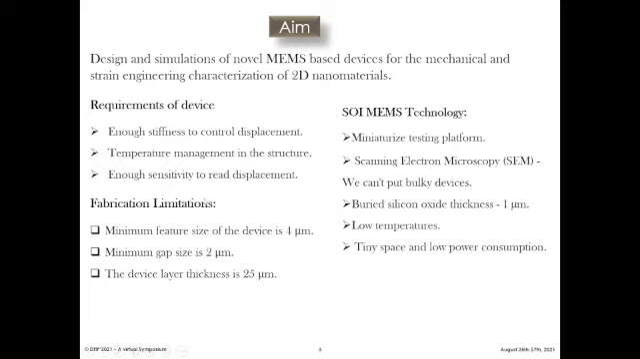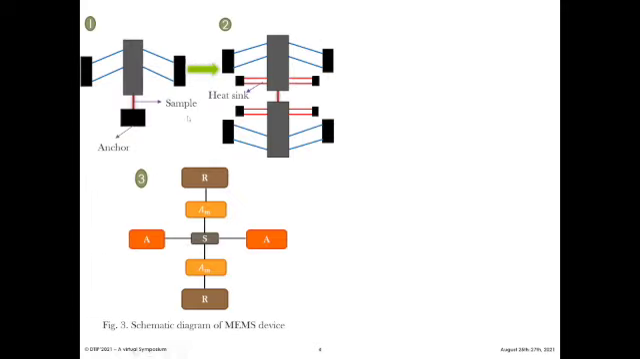The fabrication limitations that we consider in this project are a minimum feature size of 4 micrometers, a minimum gap of 2 micrometers, and a device layer thickness of 25 micrometers. So this is the schematic view of our device. As you see here, there are 3 different stages.